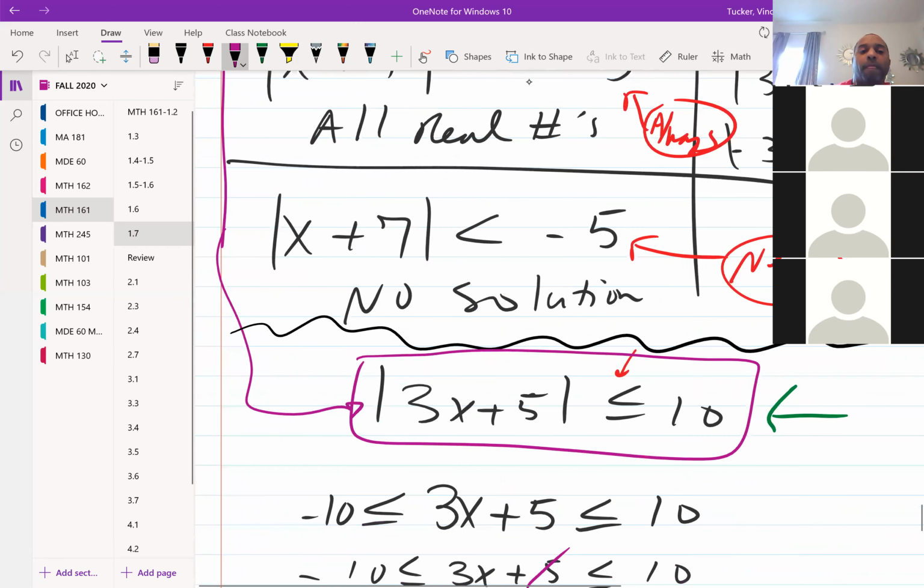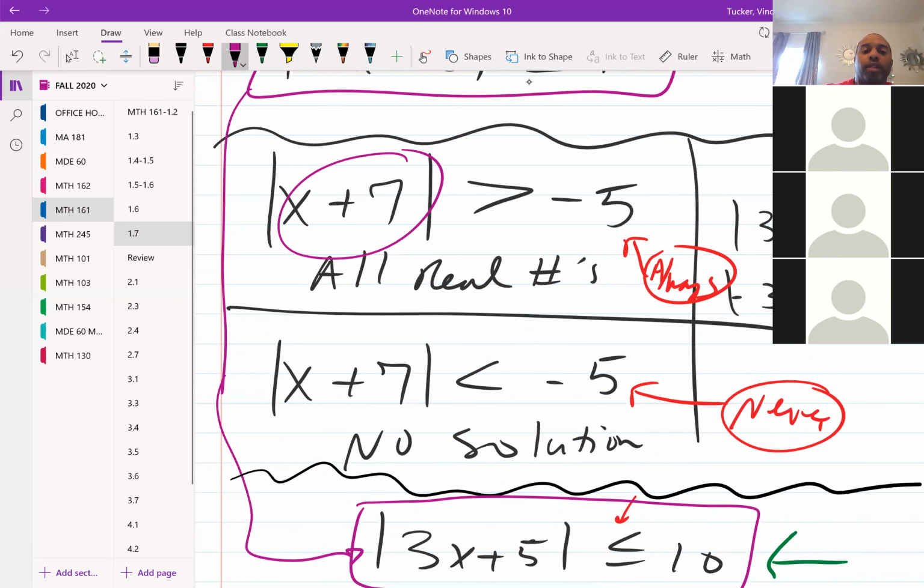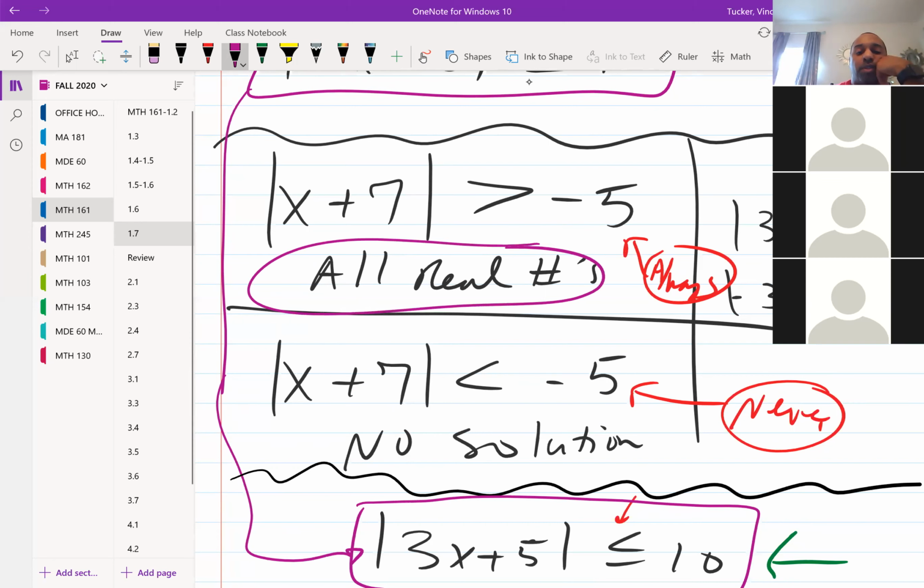You're asking yourself, when is the absolute value greater than negative 5? And that's always. Remember we talked about whenever you apply the absolute value to any number, the result is always going to be positive. So when is the absolute value of x plus 7 greater than negative 5? The answer is always. So the solution will be all real numbers. Then if you're saying when is the absolute value of x plus 7 less than negative 5, the answer is never. So that means your answer would be no solution. There's nothing you can plug in for x that will make the absolute value of x plus 7 less than negative 5.